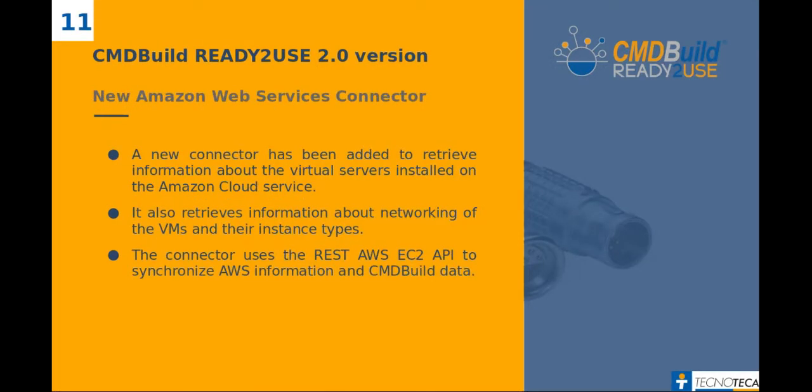You probably saw among the connectors that already come with CMDBuild Ready2Use the Amazon Web Services connector. That's because this is a brand new connector that we worked on. This connector can retrieve information about the virtual servers that are installed on the Amazon Cloud Service, and also it can retrieve information about the networking of the virtual machines and their specific instance type. So the connector basically uses the REST AWS EC2 API to synchronize the Amazon Web Services information and CMDBuild Ready2Use data.